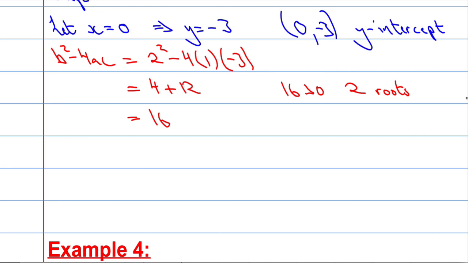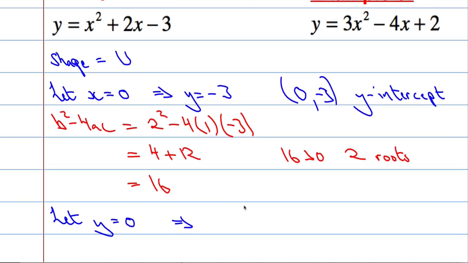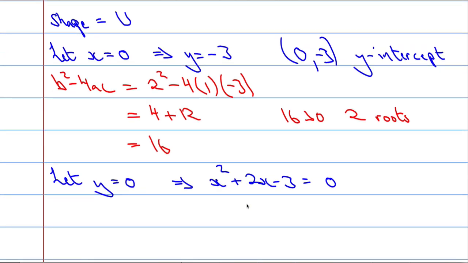So we're going to let y equal 0. That implies we get our quadratic x squared plus 2x take away 3 is equal to 0. Now can we solve this using a traditional method? Let's see. Yeah, we should be okay to solve this.